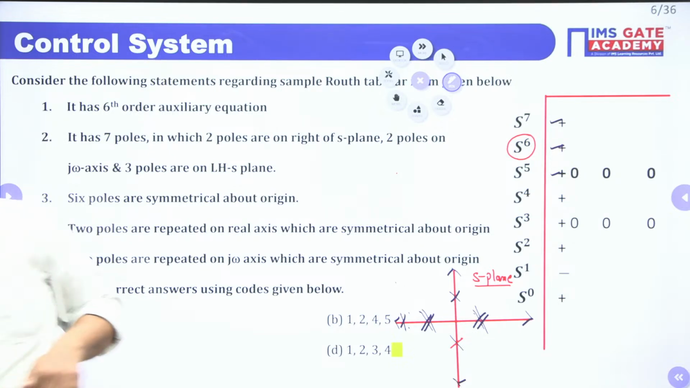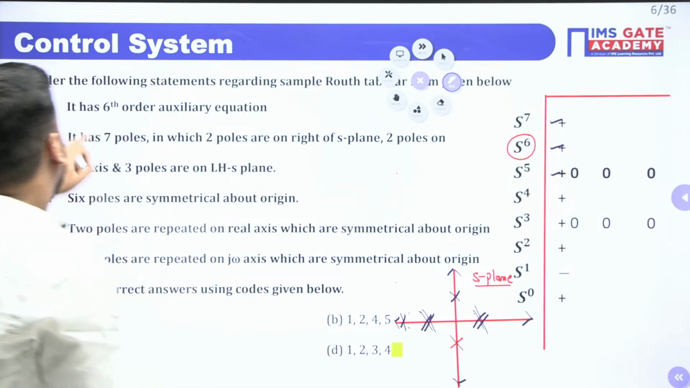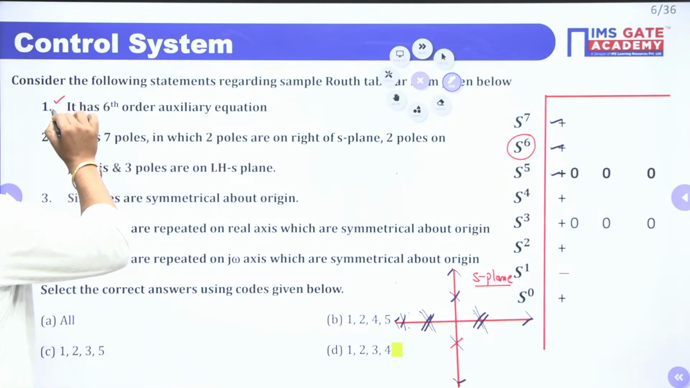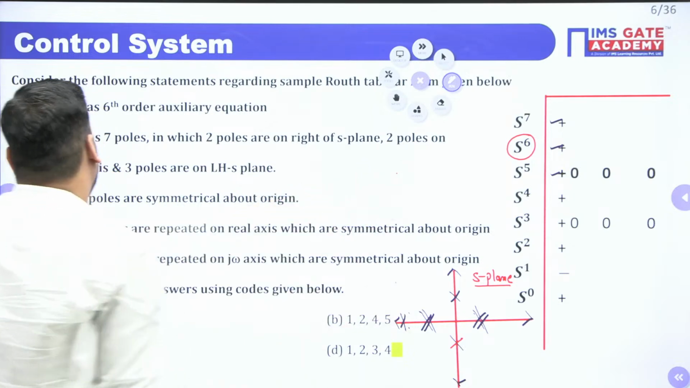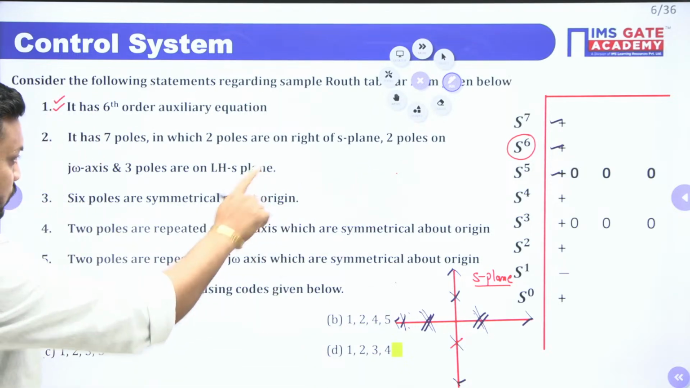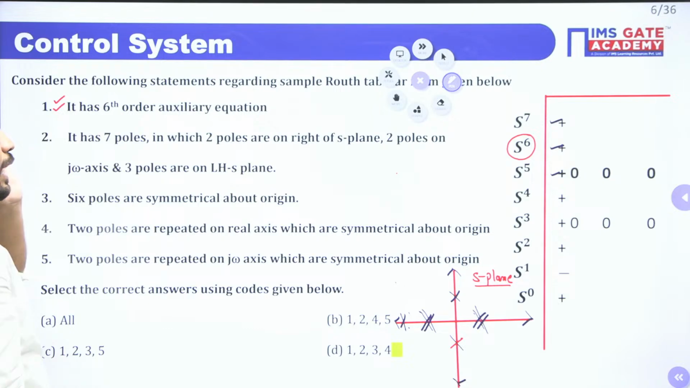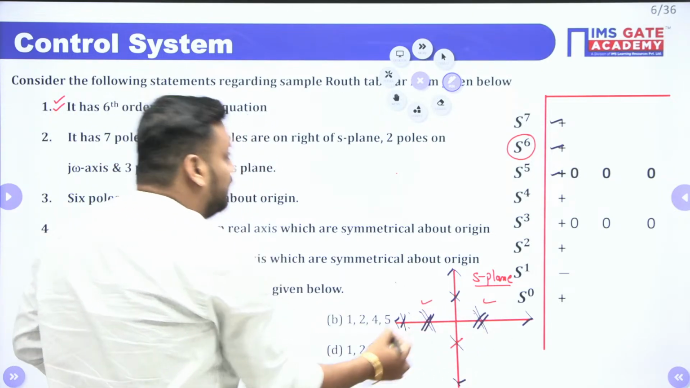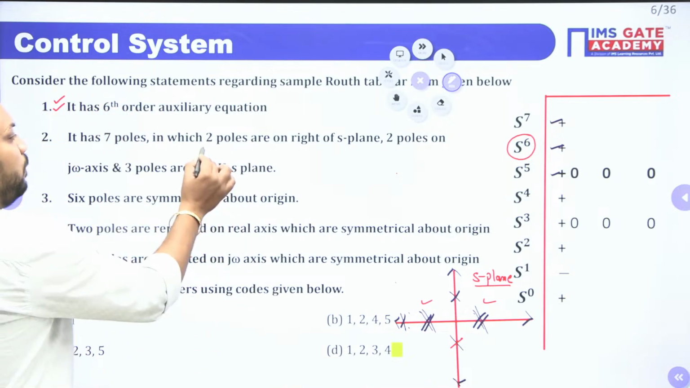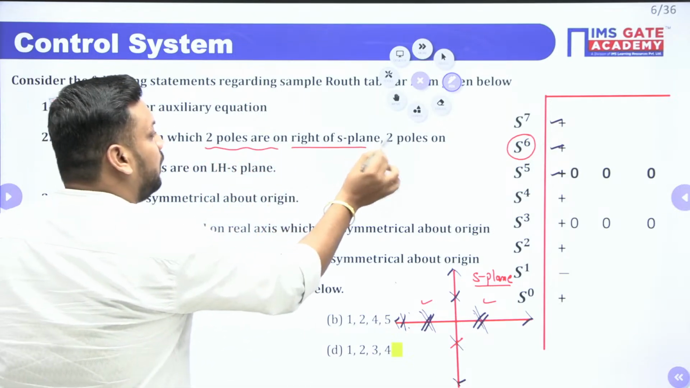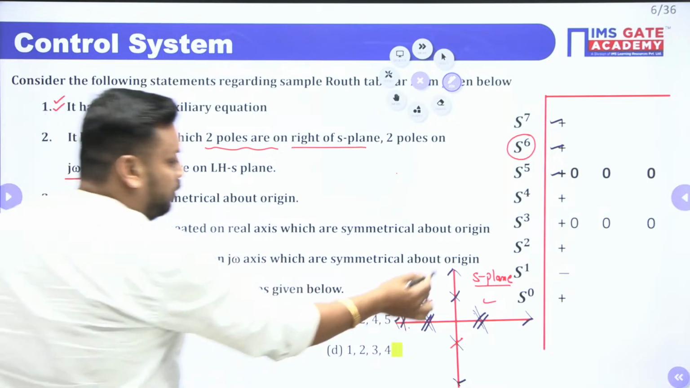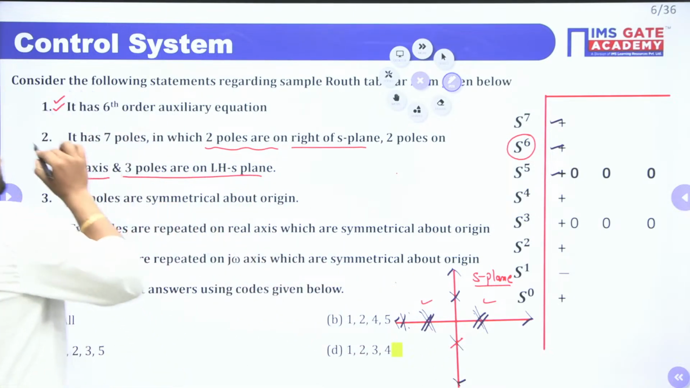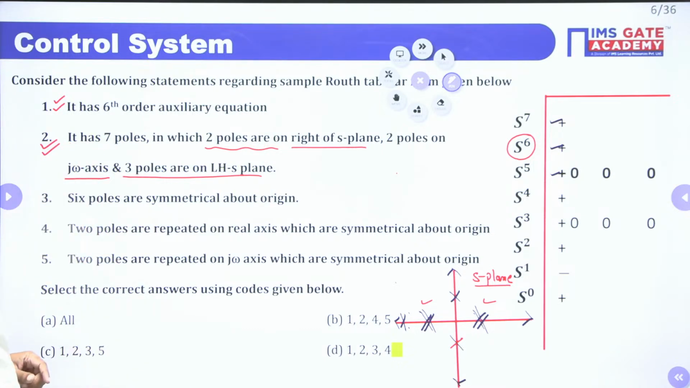Here it has a 6th order auxiliary equation. Definitely the first statement is correct because the auxiliary power is 6 only. It has a total of 7 poles, true only, in which 2 poles are in the right half of the S-plane, 2 poles on the imaginary, that is the j omega axis, and 3 poles lie in the LHS. It means the second statement is also true.